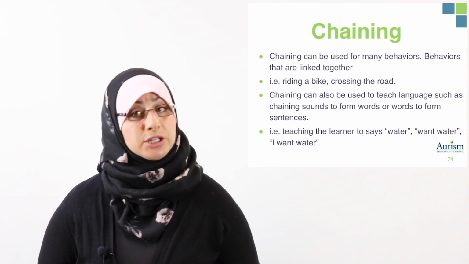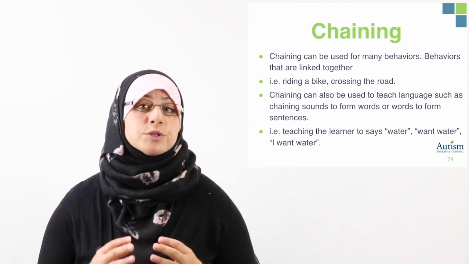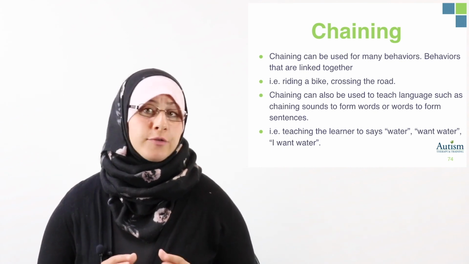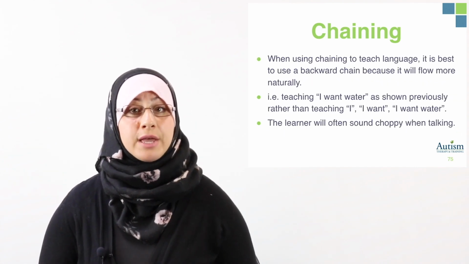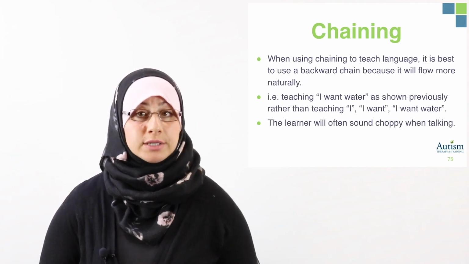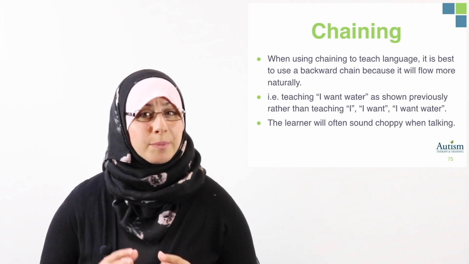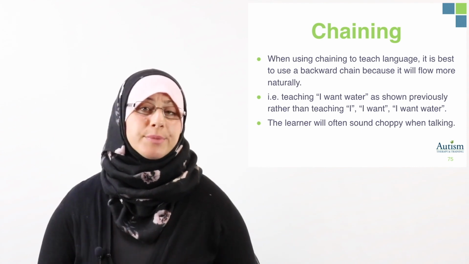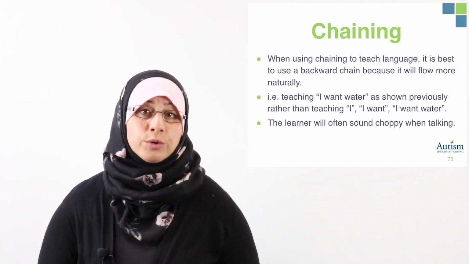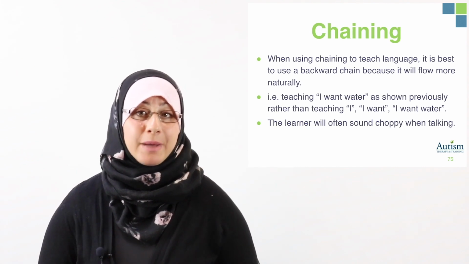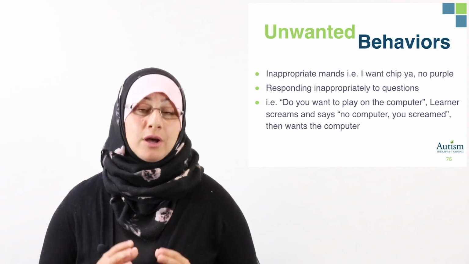When using chaining to teach language, it is best to use a backward chain because it flows more naturally. For example, teaching I want water as shown previously rather than teaching I want water. This will often cause choppy sounding language, which is something we want to avoid and something that may have been associated with our old teaching practices in ABA in the past. The field has grown and we have all learned a lot.